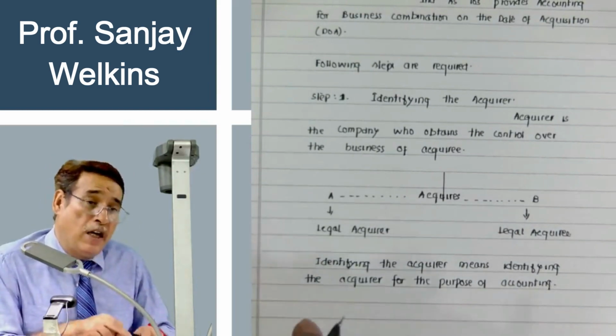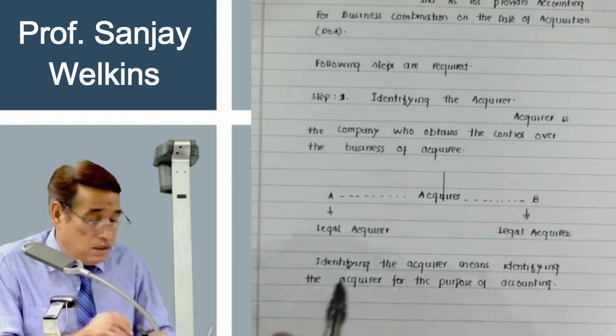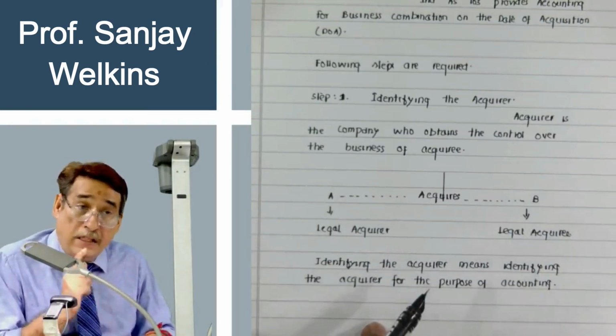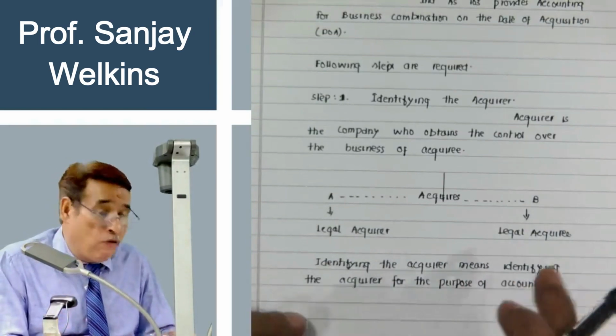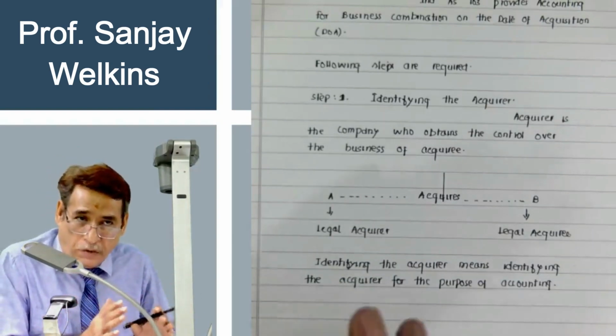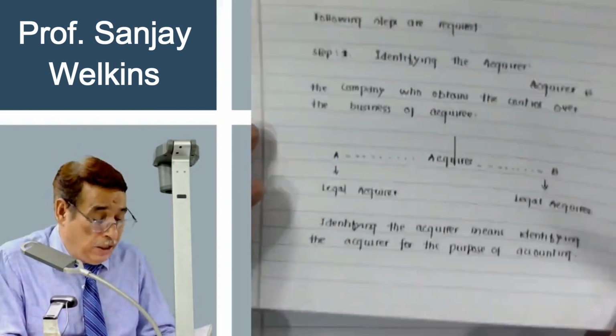99.99% of the time, the legal acquirer remains the accounting acquirer. However, in rare cases, the legal acquirer could also be the accounting acquirer. And if it happens, if the legal acquirer becomes the accounting acquirer, that is known as a case of reverse acquisition, regarding which we are going to study later on.